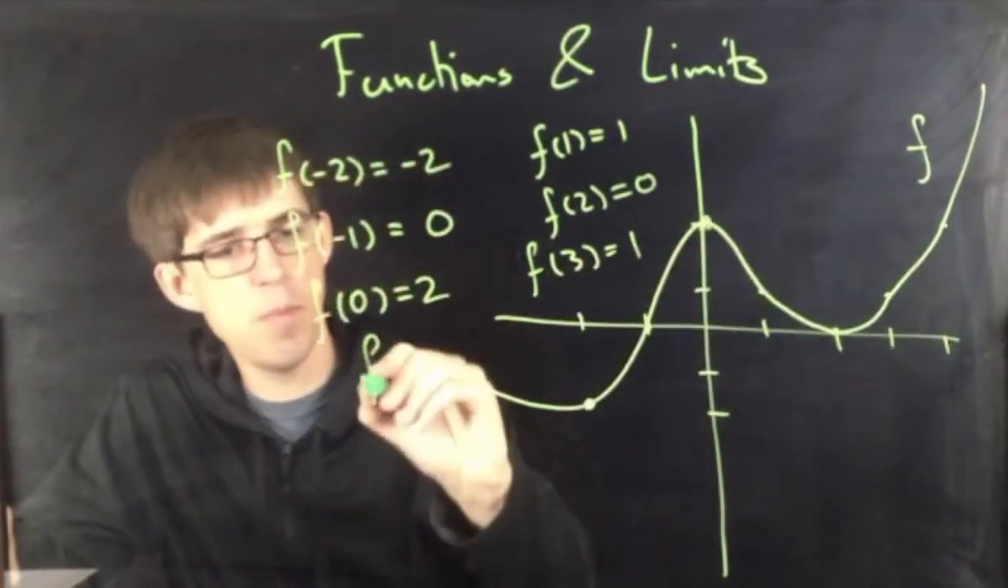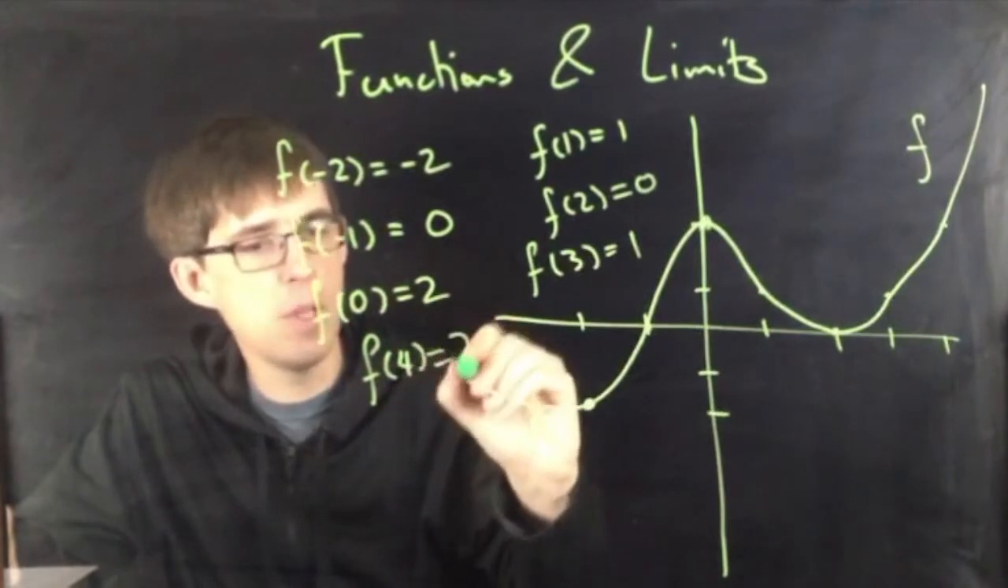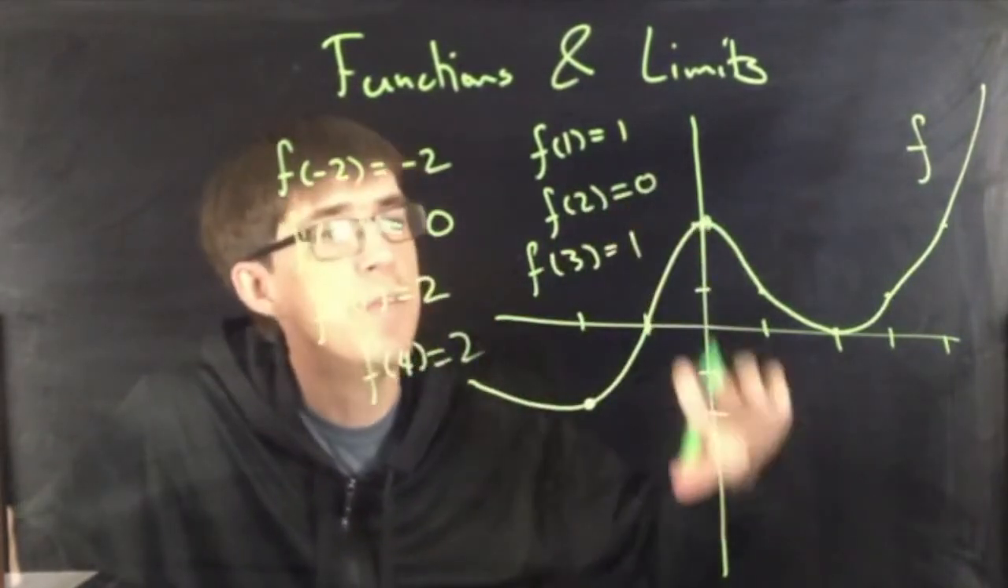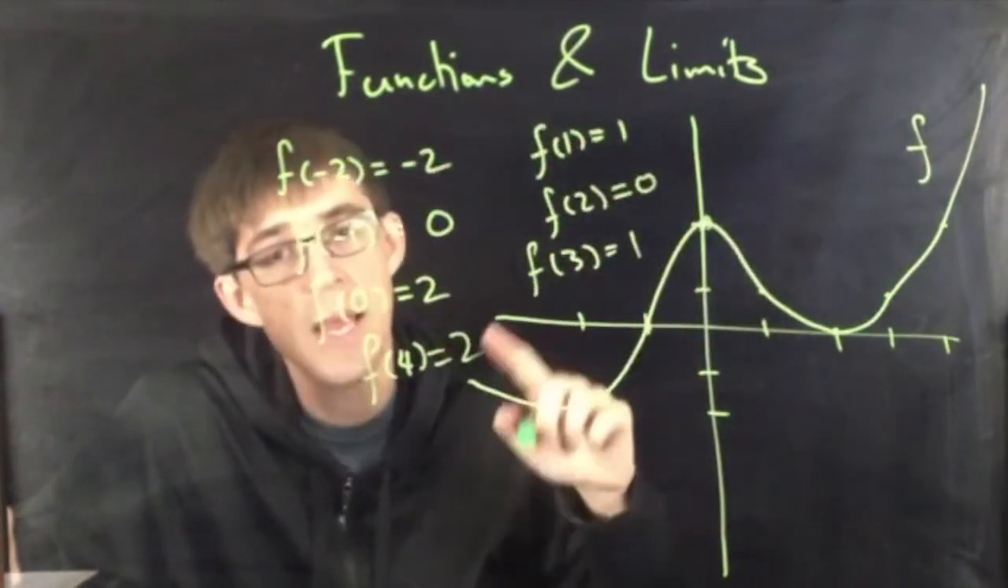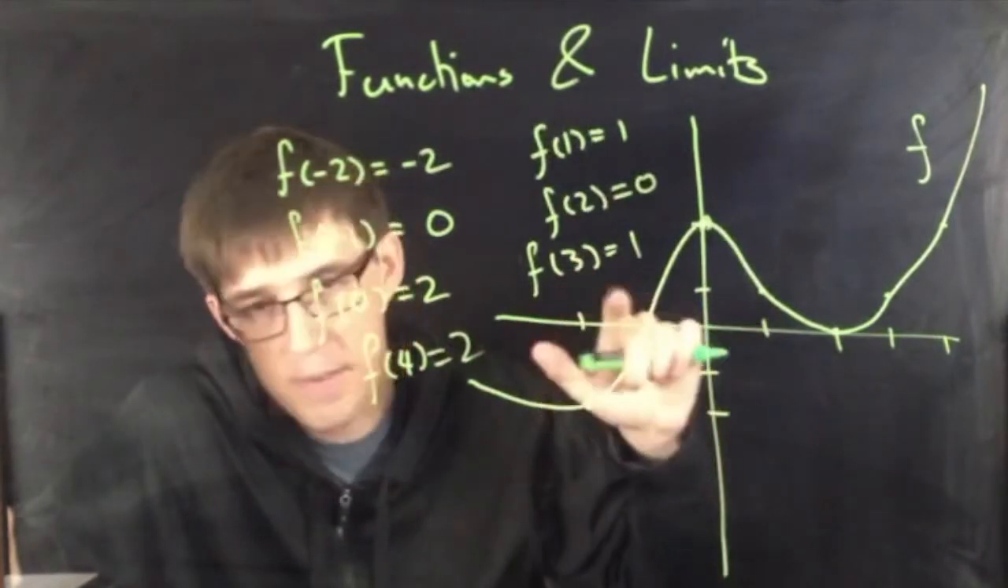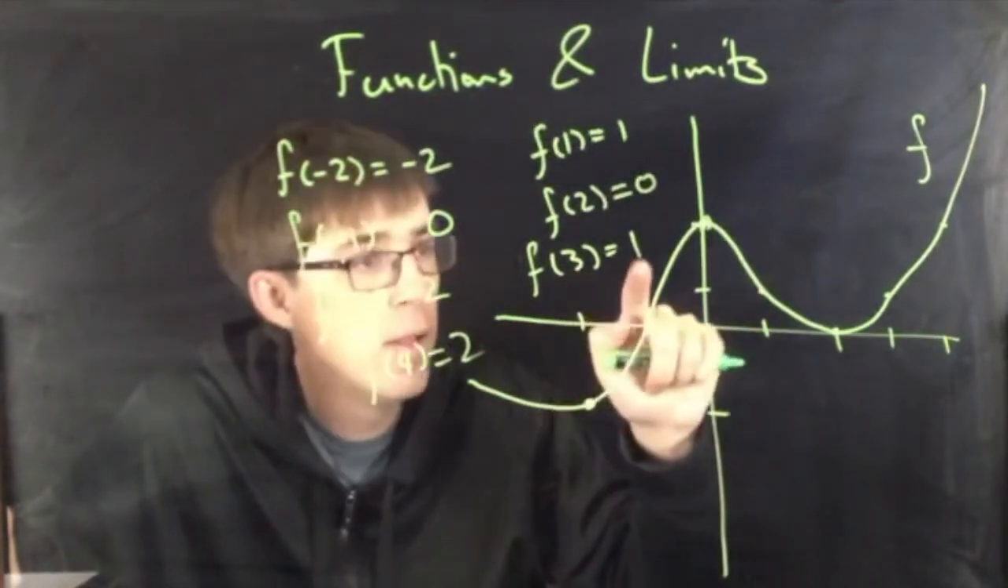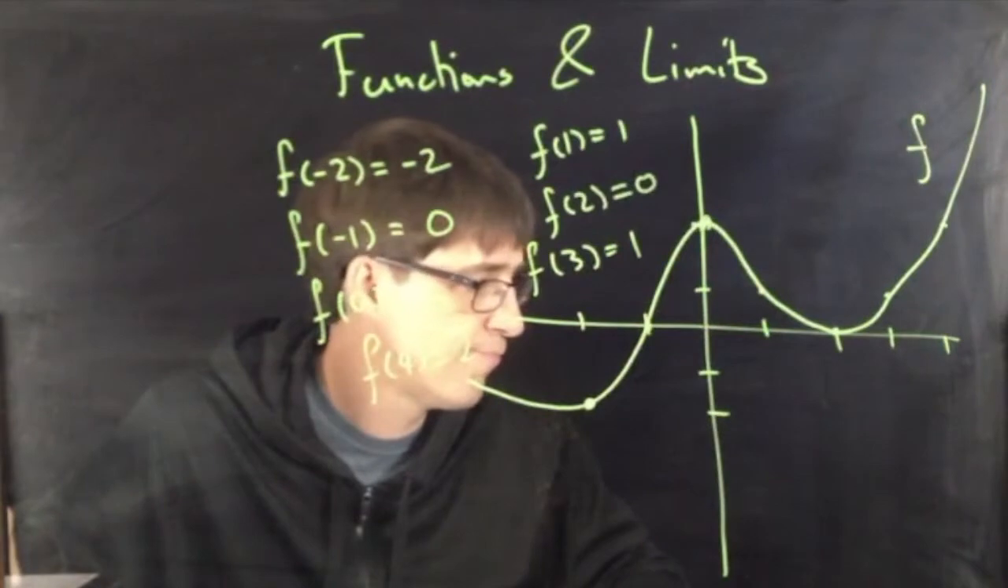So I'm running out of room here. f of 4 equals 2, right? This is just the way that you say where the y value is. You say f of whatever, the x goes in here, the y goes over there.